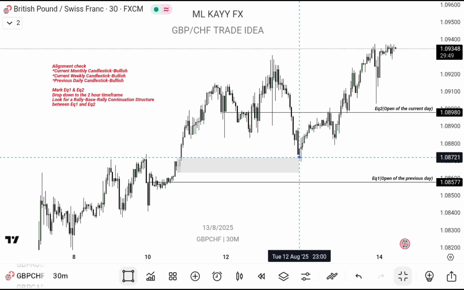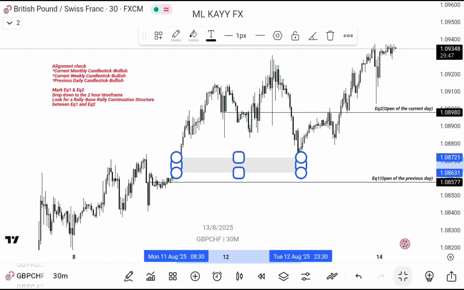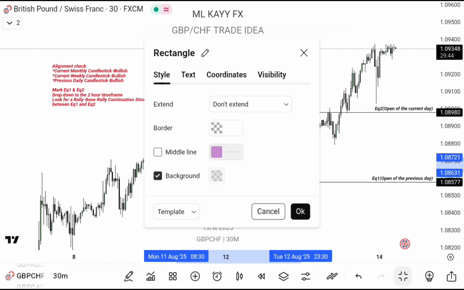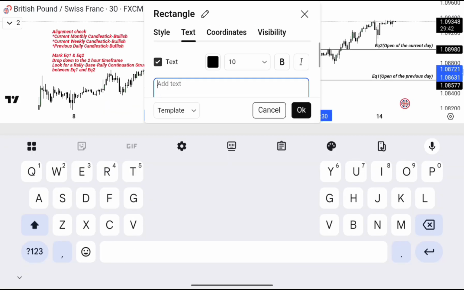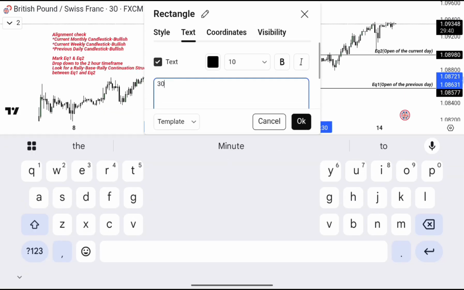So here we just simply use a demand zone, a rectangle. We're just simply going to use that and highlight the 30-minute rally base rally continuation structure. That's how you're going to name it, right?